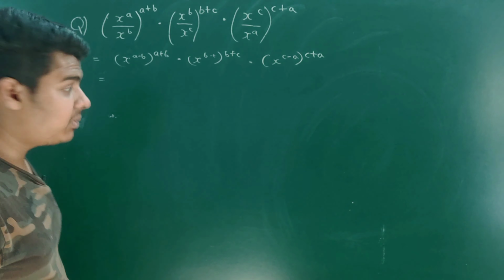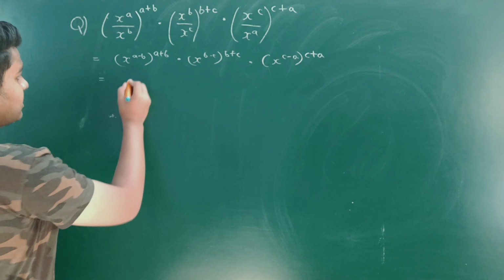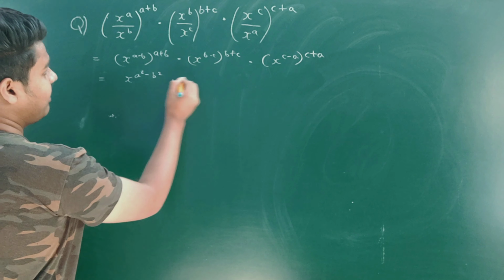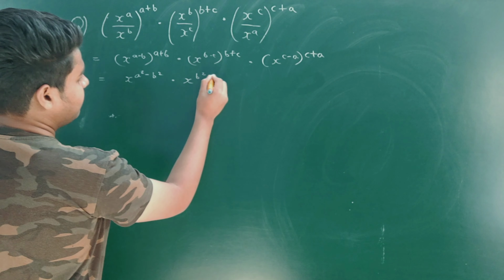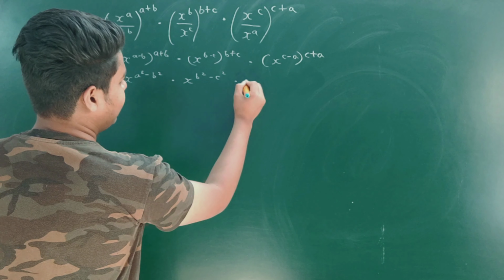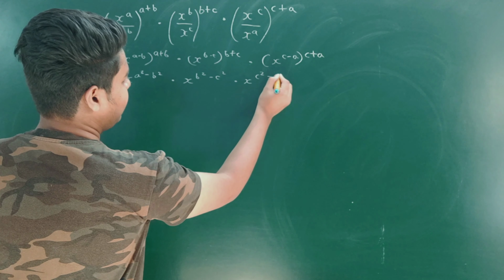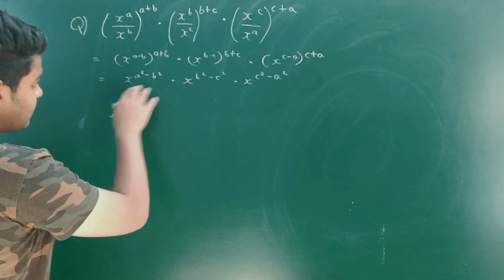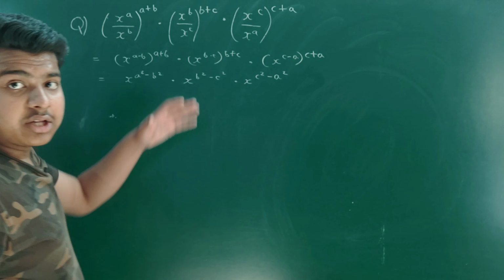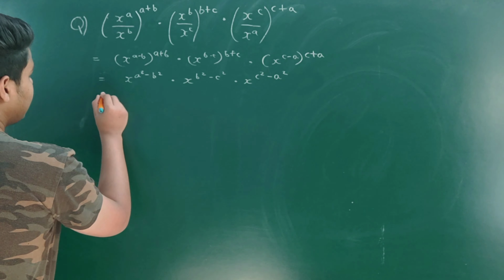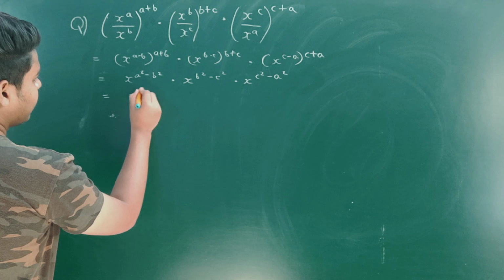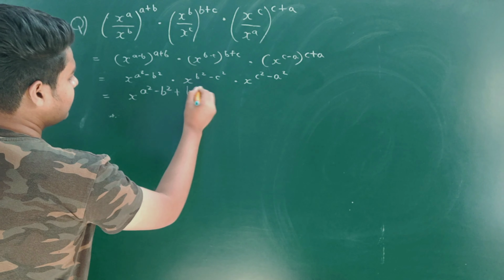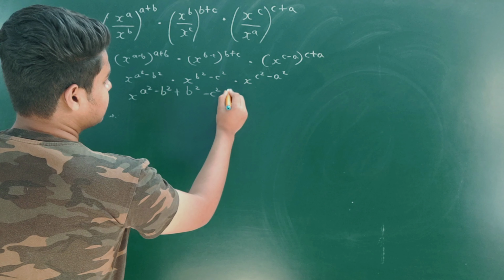Again, now we use the formula (a minus b) multiplied by (a plus b) is equal to a square minus b square. So we have x to the power a square minus b square, multiplied by x to the power b square minus c square, multiplied by x to the power c square minus a square. Now if you multiply the bases and the bases are the same, the powers get added.